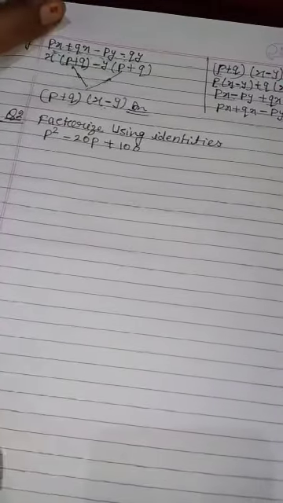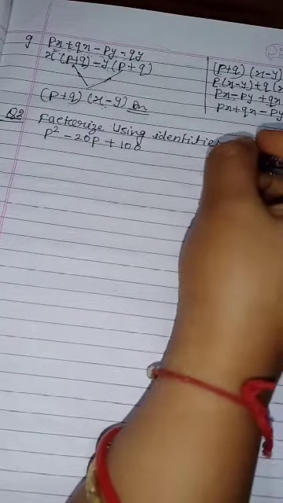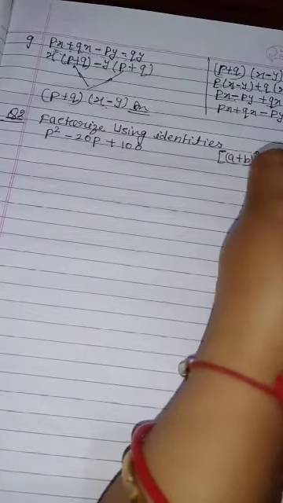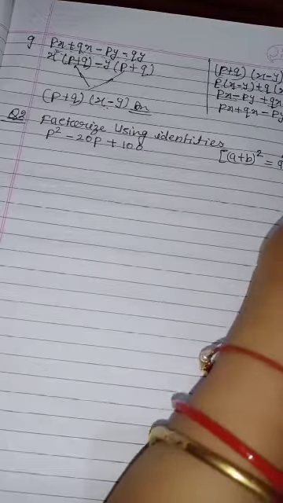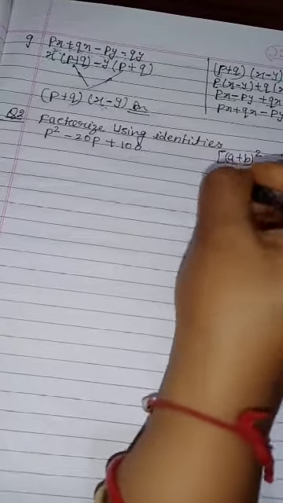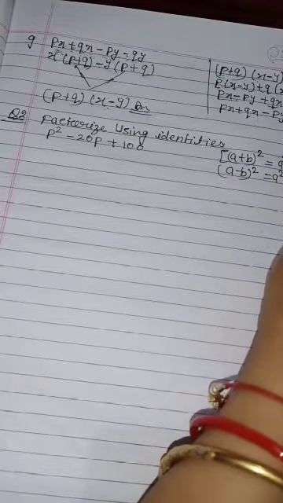Now come to question number 2, beta. In the previous chapter, in the last exercise of that chapter, I taught you how to apply a plus b whole square. It was a square plus 2ab plus b square, and a minus b whole square also was there, a square minus 2ab plus b square.